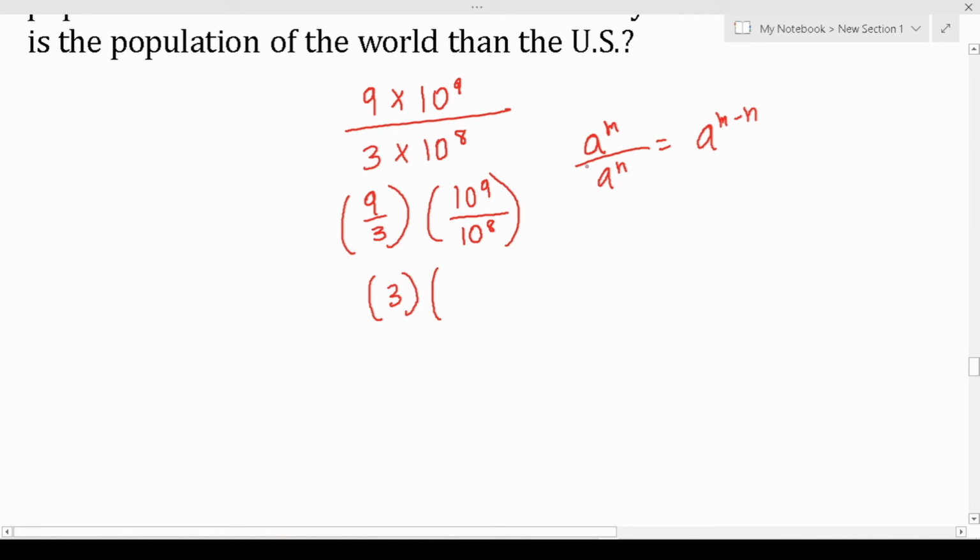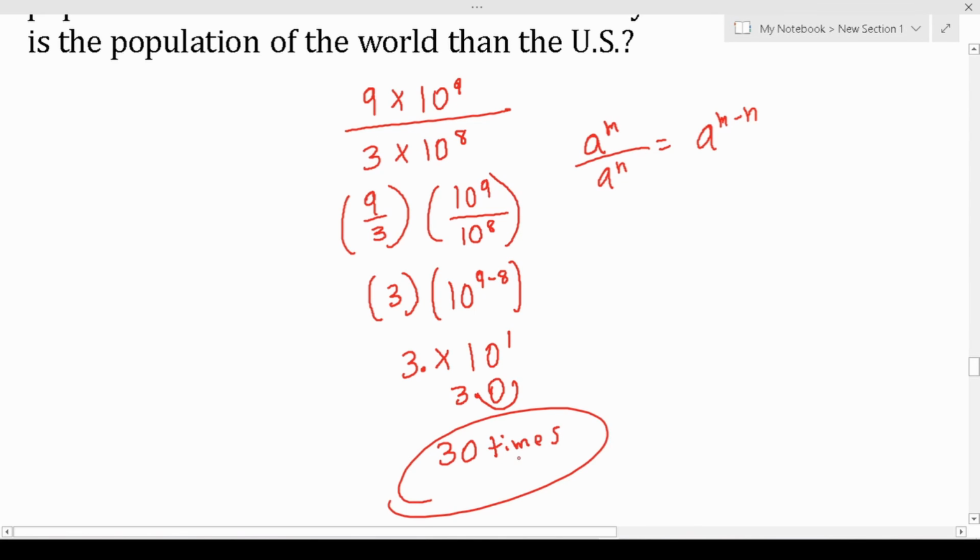We have the base of 10, which is the same in both cases. We have m as 9 and n as 8. So all we're going to do is take this base, write it down, and then subtract the exponents. That is 9 minus 8. So this becomes 3 times 10 to the 9 minus 8, which is 1. Again, this is the same as taking this decimal, which is right here in 3, and shifting it 1 time to the right and adding a 0. So in other words, the population of the world is about 30 times bigger than the population of the United States, according to the numbers given in this problem. In reality, that number is probably much different.